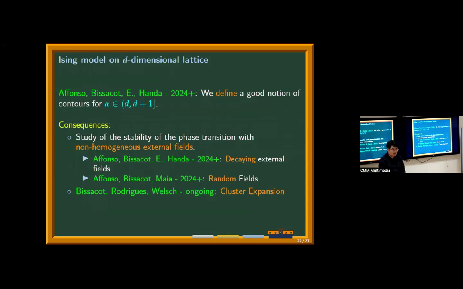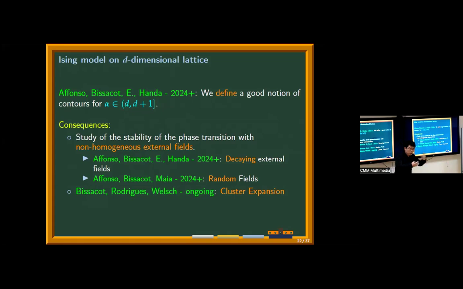Yes, we can. The result that we have, jointly with Lucas Affonso, Rodrigo Bissacot, and Satoshi Handa, is that we define a very good notion of contour for the long-range Ising model, alpha between d and d plus one. Actually, it works for any alpha larger than d, okay? But the main contribution is for that interval. Someone can raise their hand and say, but what's the point of defining this contour? We already know that there is a phase transition.